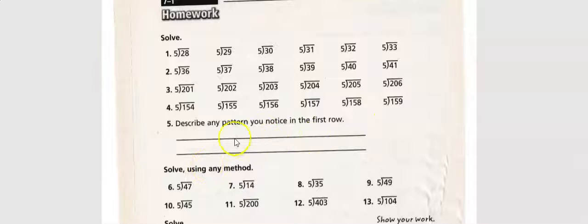They're asking you to describe any pattern you notice in the first row. Well, here's the first row. So you'll have to look and see what you see for a pattern. The next part, you're going to be dividing any of these using any method you choose. So you may use the step-by-step, which is the long division. You may use the rectangular or box method, or you can use the expanded. Any of those 3 work just fine.